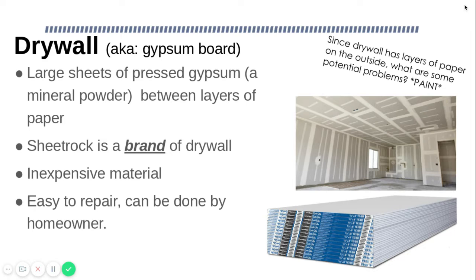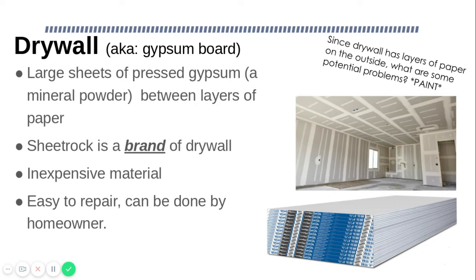The next type is basically the more up-to-date version of plaster. We call it drywall. It's also known as gypsum board, or you may have heard it called sheetrock. Sheetrock is actually a brand of drywall, or gypsum board, but like some people call hot tubs jacuzzis. Well, Jacuzzi is just a brand of hot tub. Same thing. Sheetrock is just a brand of drywall.